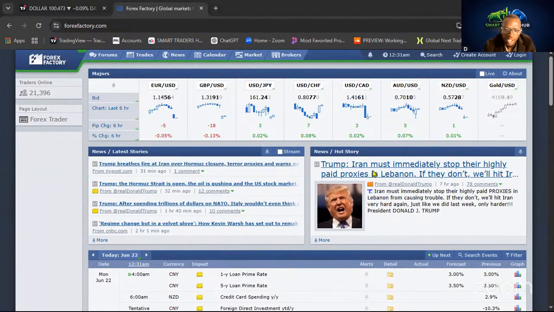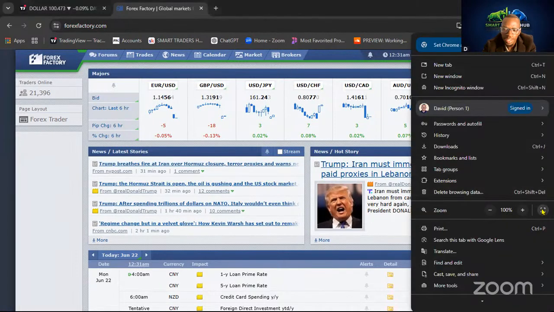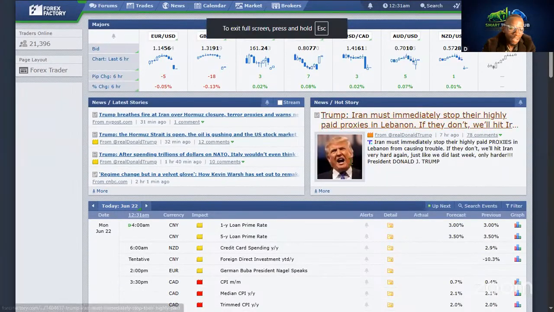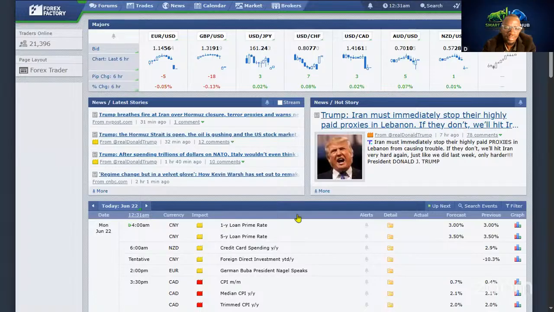Iran must immediately stop their high-paid proxies in Lebanon from causing trouble. If they don't, we hit Iran very hard again, just like we did last week, only harder. This was 7 hours ago. Why should gold not gap up? Remember, the news is just an excuse for the market to move to where it is supposed to be going. If our guy said this, this is panic again.